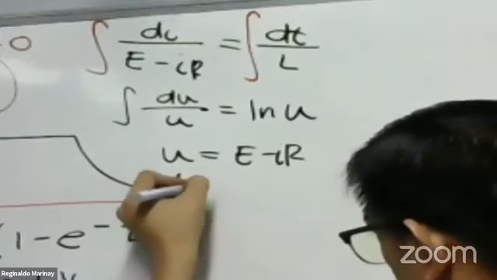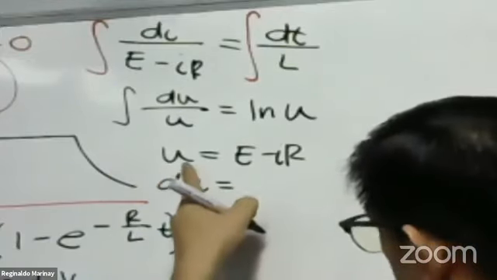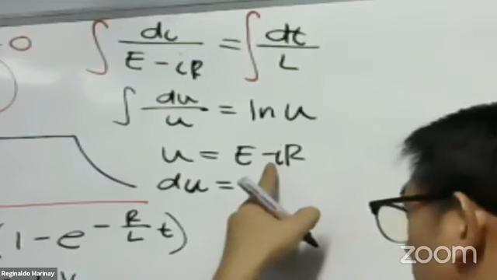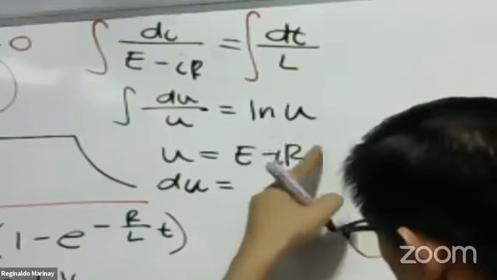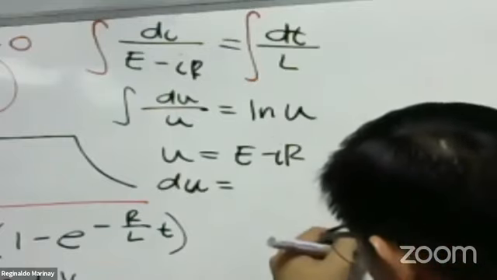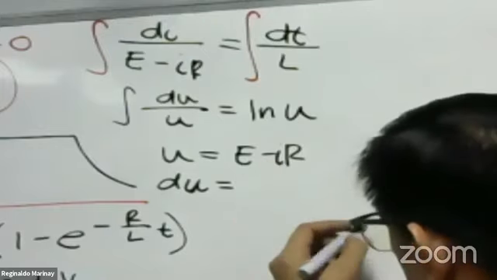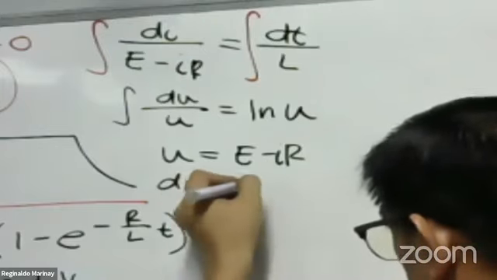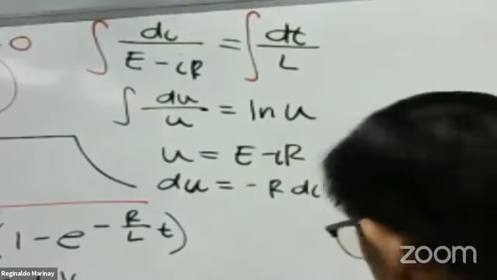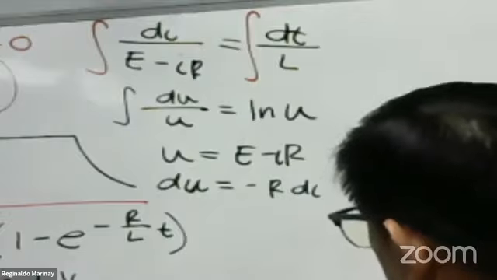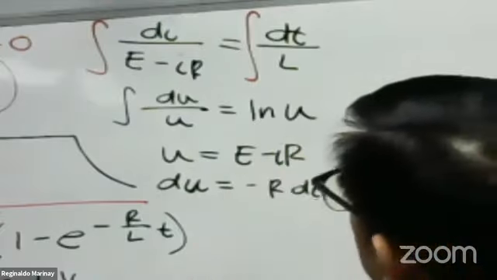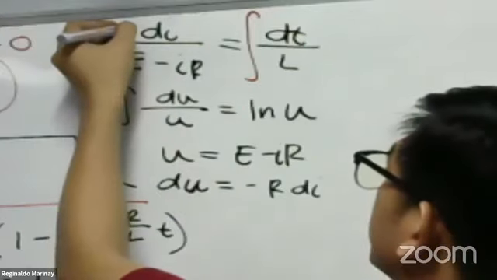But what is our du? Of course, it should be with respect to I. So this will become what? The derivative of u is equal to what? That should be negative R, then we have here dI, right? So there is a negative R.